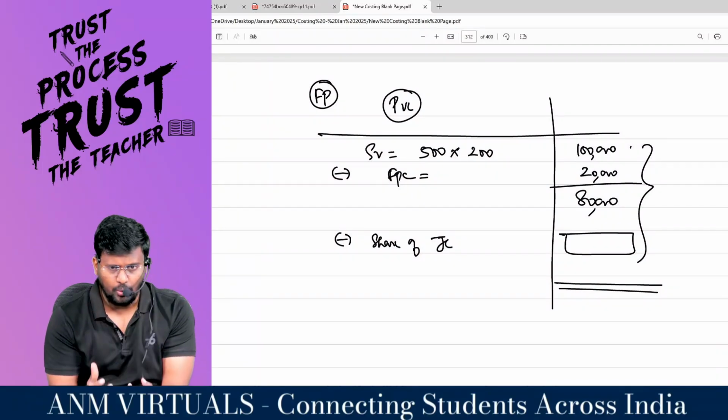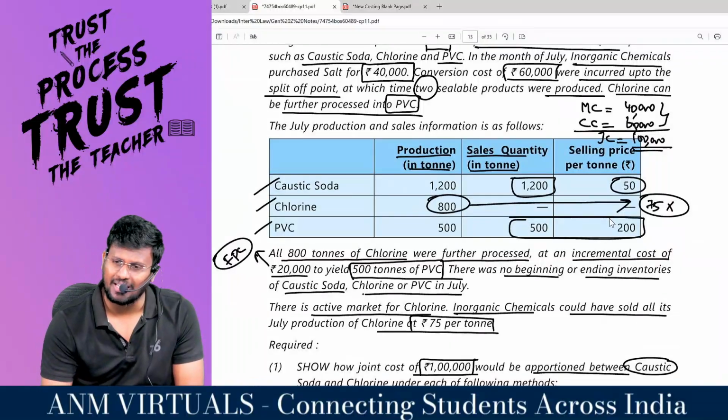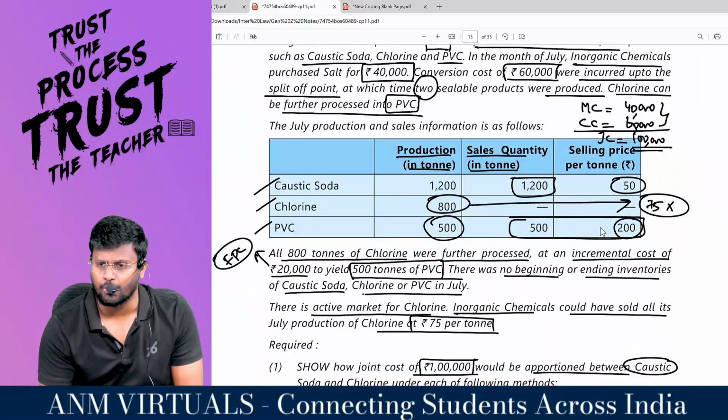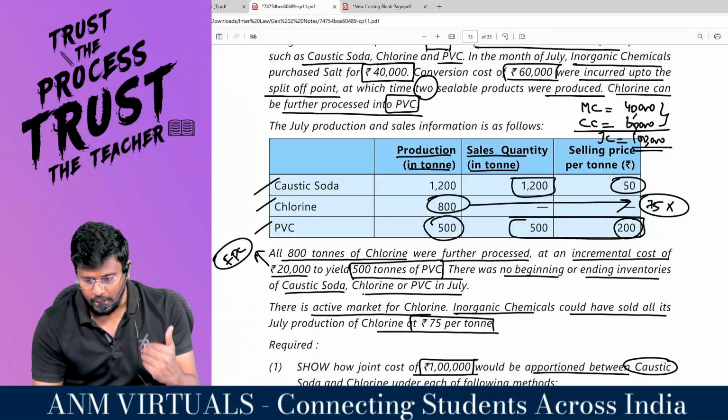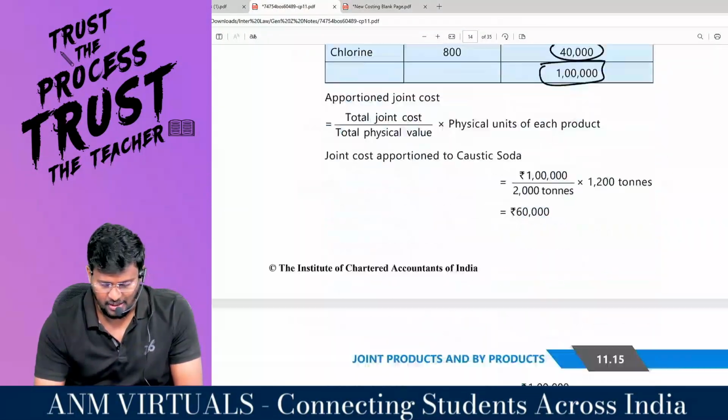எனக்கு என்ன தெரியணும்னா ஸ்பிளிட் ஆஃப் பாயிண்ட்ல வித்தா 800 into 75 என்னால சேல் பண்ண முடியும், கரெக்டா இல்லையா? ஆனா ஃபர்தர் ப்ராசஸ் பண்ணி வித்தா 500 into 200 என்னால சேல் பண்ண முடியும், கரெக்டா? பட் ஃபார் தட் ஐ ஹாவ் டு இன்கர் additional extra how much? 20,000. That's what the decision they have taken.